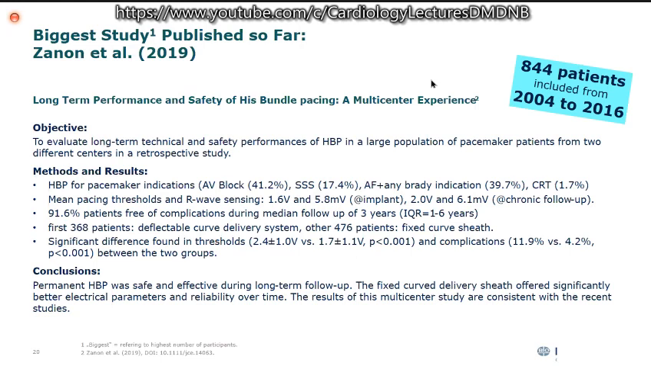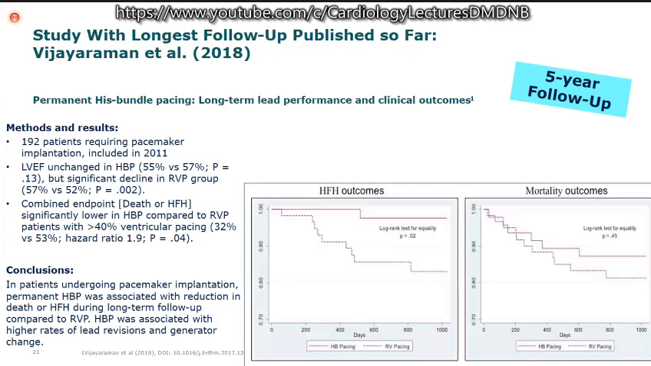You have the study with the longest follow-up, published by the pioneer in conduction system pacing, that is Vijayaraman sir. He is actually the one who came and taught all of us conduction system pacing in India. His publication was on permanent His Bundle pacing, long-term lead performance with 5-year follow-up data, which concluded that permanent His Bundle pacing was associated with a reduction in death and heart failure hospitalization on 5-year follow-up compared to RV apical pacing. And unfortunately, His Bundle pacing was associated with higher rates of lead revision and generator change. This was the longest follow-up from Vijayaraman sir.